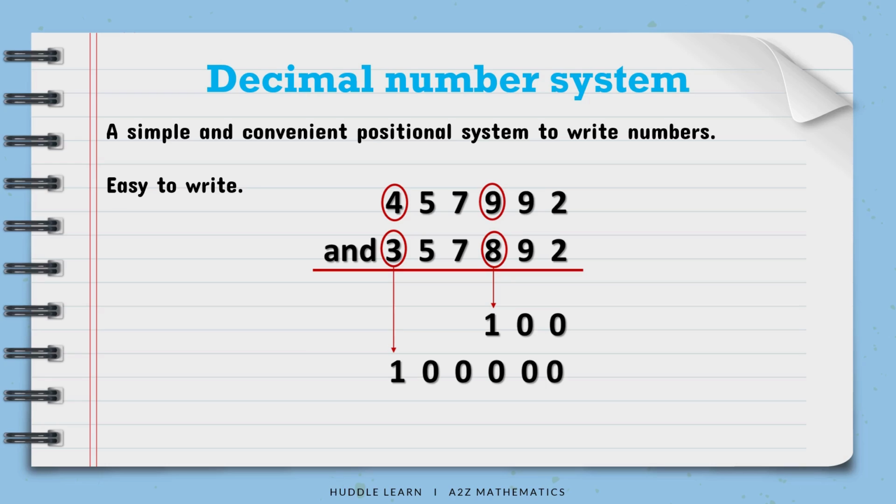And these differences can easily be expressed as of magnitude 1 lakh, wherein we see the difference between 3 and 4, and 100, wherein we see the difference between 9 and 8. The decimal numbers are also very easy to apply operations such as addition, subtraction, and multiplication.